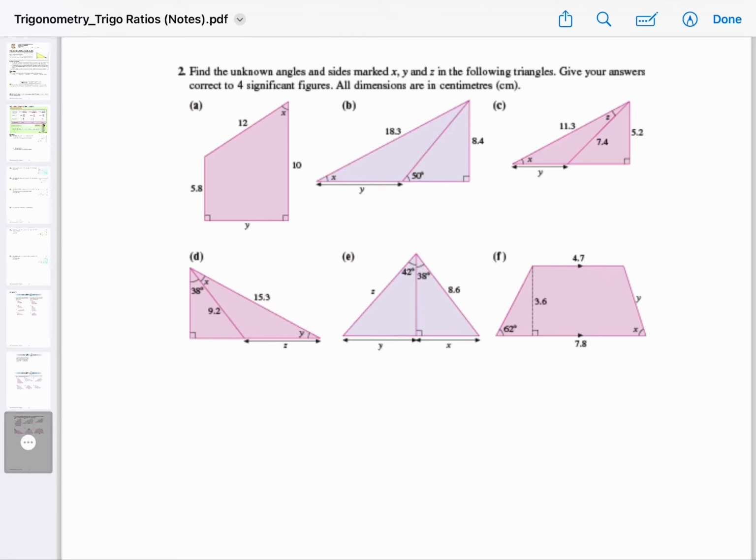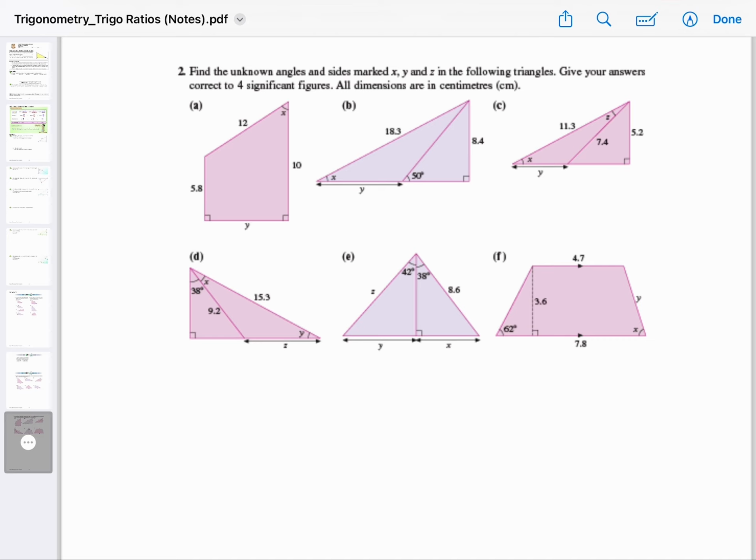As you all know, you are supposed to complete trigonometry for your holiday homework. I've received a request to review the last question of the Trigo notes because there are no answers given. So that's what I'm going to do now. This is the last page of the trigonometry notes, question 2.